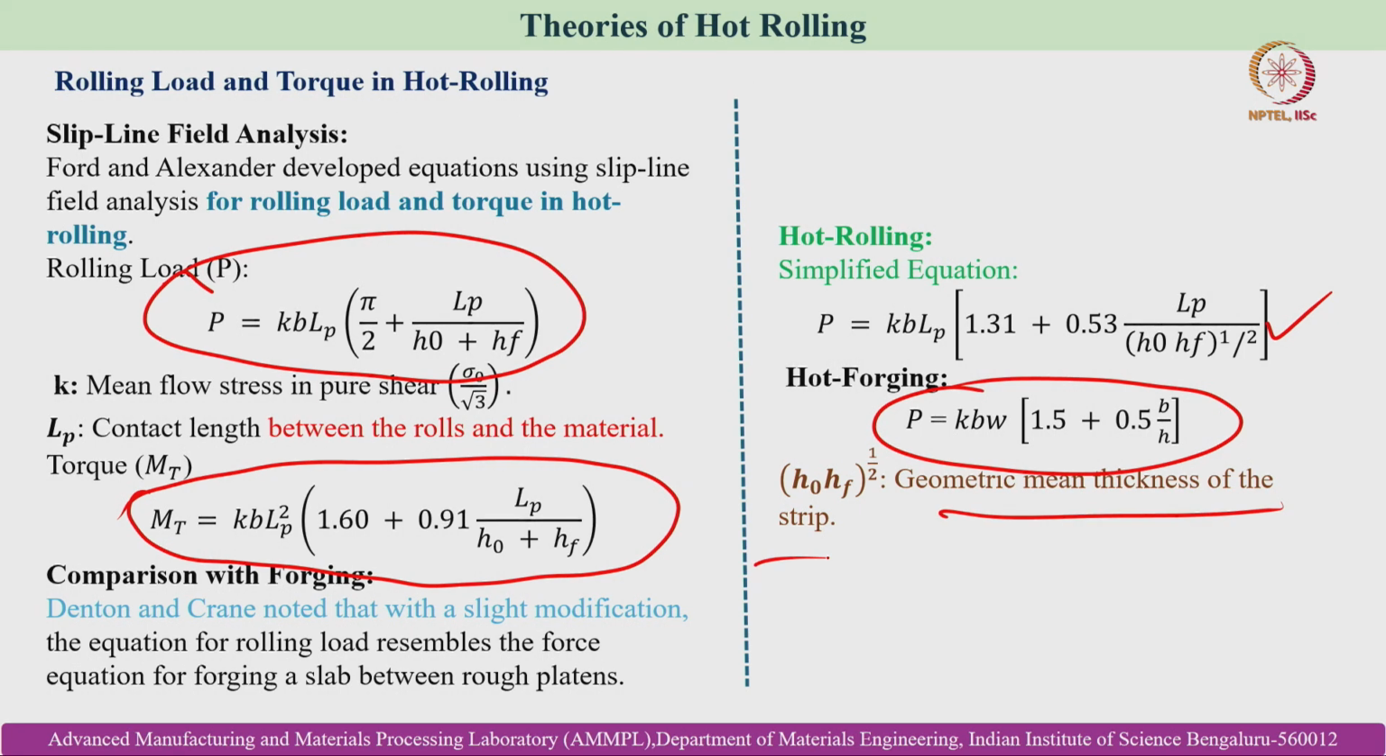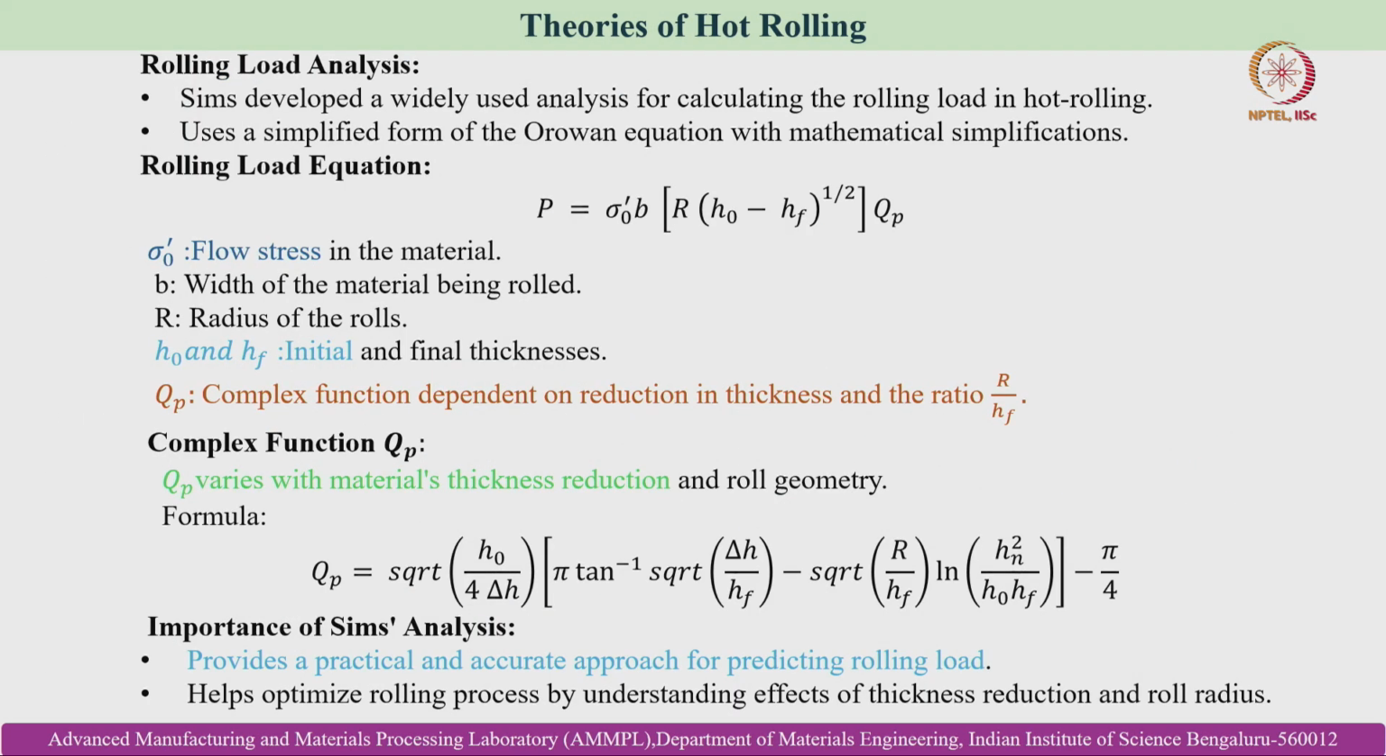These mathematical expressions are relevant to hot rolling and hot forging processes, and they are empirical relationships which hold good for different materials. Okay, so, rolling load analysis. Sims developed a widely used analysis for calculating the rolling load in hot rolling, which uses a simplified form of the Orowan equation with mathematical simplifications.